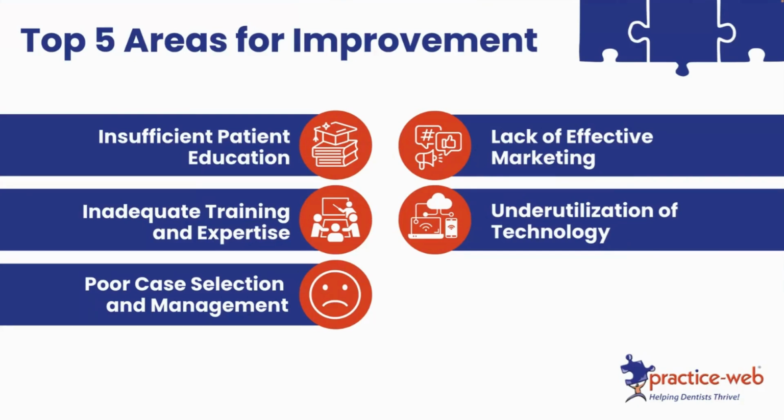One is insufficient patient education, which we talked about a moment ago, inadequate training and expertise for both the doctor as well as the team members, poor case selection and management. We talked earlier about what kind of cases you should start with, but this becomes a problem as you get more and more into ortho. And then lack of effective marketing, which we'll address, and then underutilization of technology, whether it's the hardware side, like the scanners and the photos and everything, or the software side. So those are some of the areas of improvement.